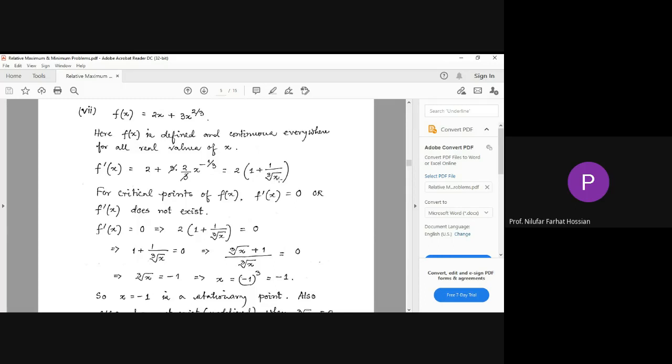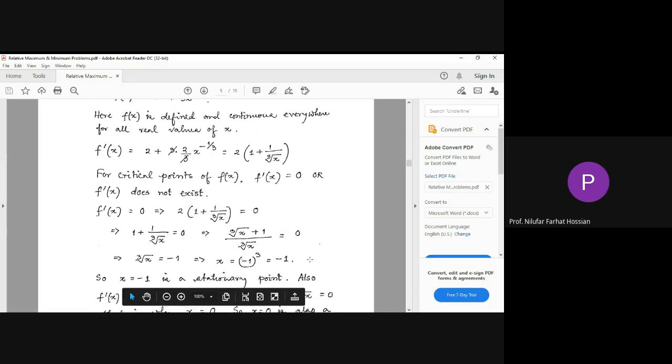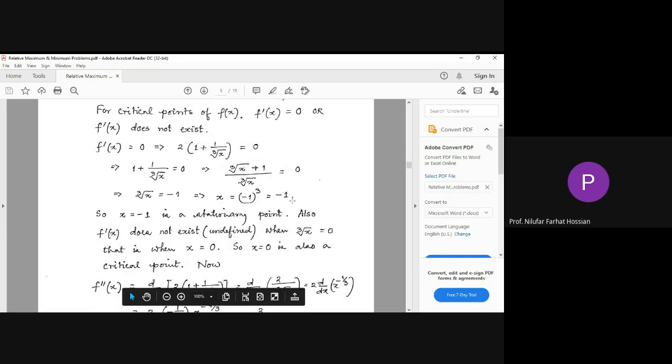So let us check at which values of x this derivative becomes 0 or undefined. This will be equal to 0 if cube root of x equal to minus 1. Yes, because if this is minus 1, 1 by minus 1 means minus 1 and minus 1 plus 1 gives you 0. So if cube root of x equal to minus 1, then the derivative will be equal to 0. So this minus 1 is a critical point and it will be a stationary point.